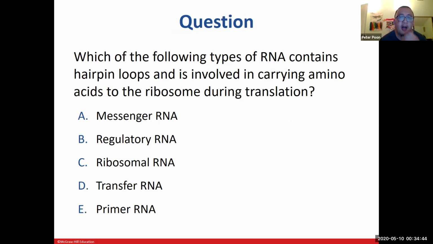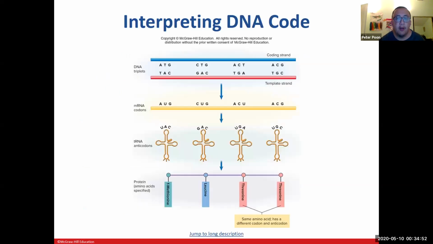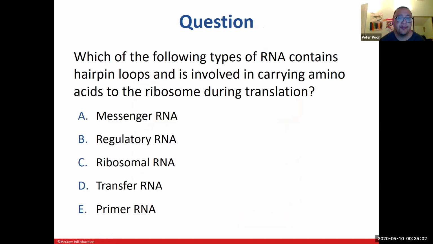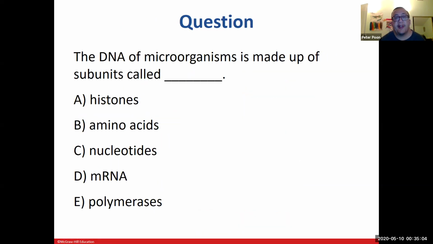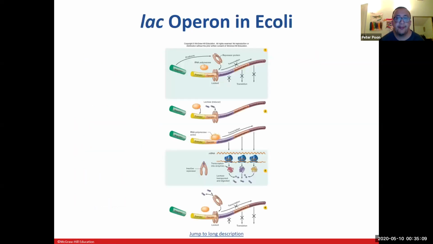Which of the following RNA types contains hairpin loops involved in carrying amino acids? That is the transfer RNA. These folds are called hairpin loops because they look vaguely like hairpins. The DNA of microorganisms is made out of subunits called nucleotides. All right, we will stop right here, and we'll pick it up for part 2 next.